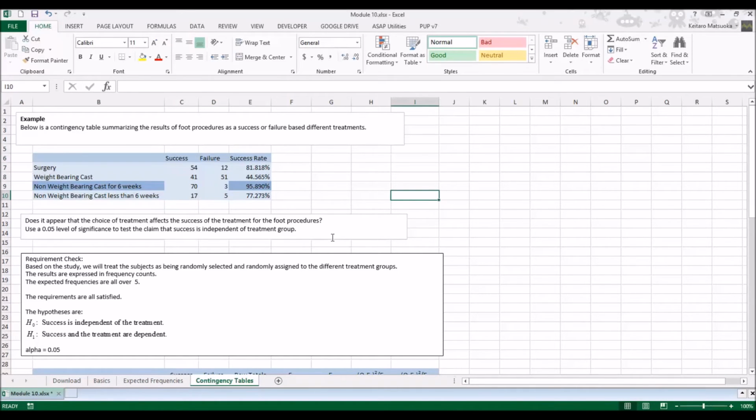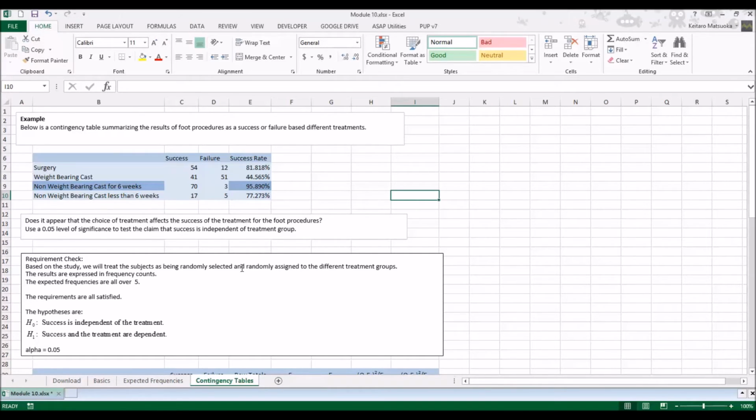So the question is, does it appear that choice of the treatment affects the success of the treatment for the foot procedures? Does it matter which procedure you pick? Do you have a better chance of success, or no, it doesn't really matter which procedure you use? Let's figure that out. Using a 0.05 level of significance to test the claim that the success is independent of the treatment group.